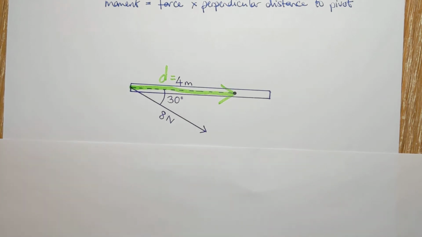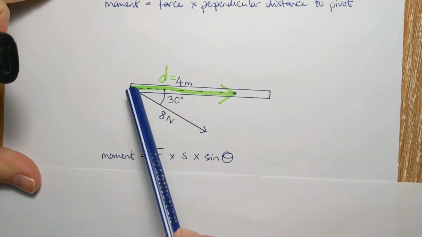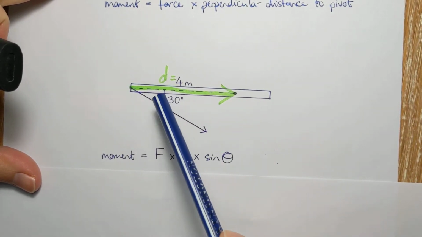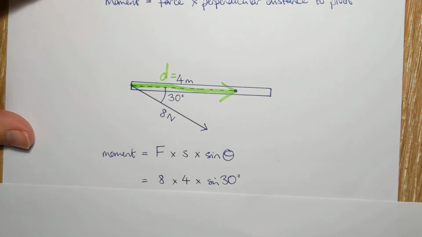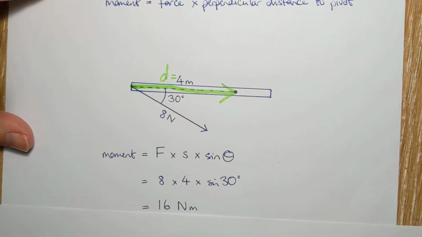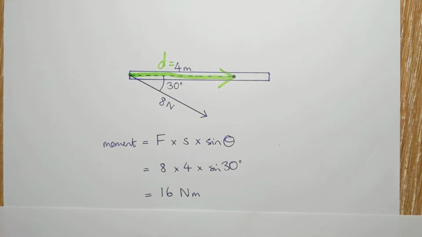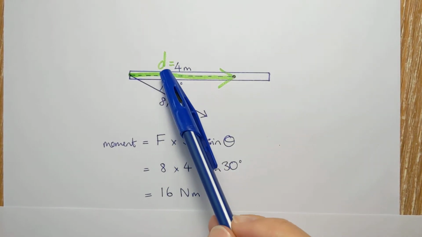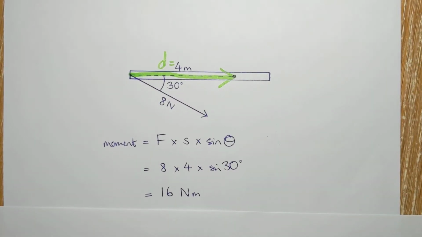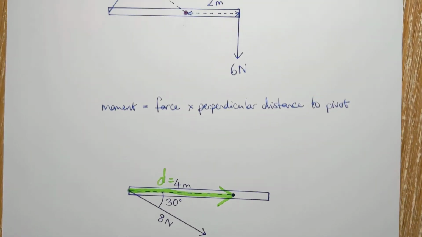Okay, and now the moment is the size of the force times the size of the displacement times the sine of the angle between them. So that's 8 times 4 times sine 30, and that's 16 Newton meters. These two ways of calculating moments are of course equivalent, because when you calculate d sine 30, what you are actually calculating is the perpendicular distance. But I would recommend you thinking of it in this way.